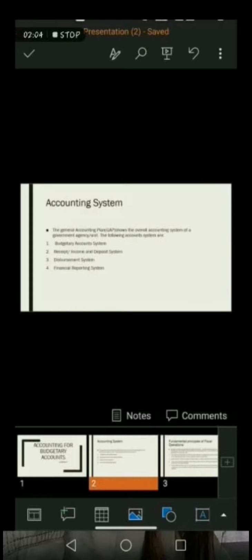Receipts, income, and deposit system. Disbursement system, financial reporting system.